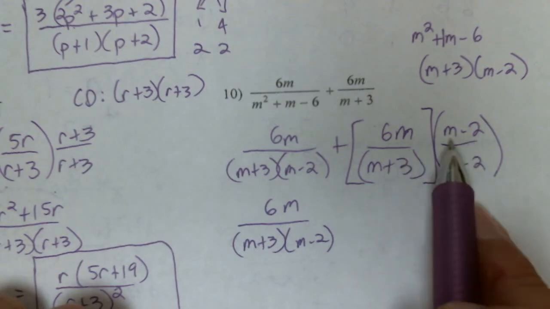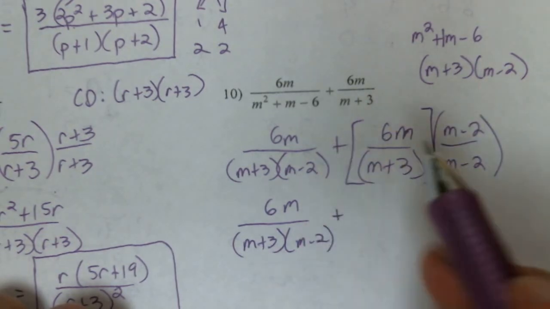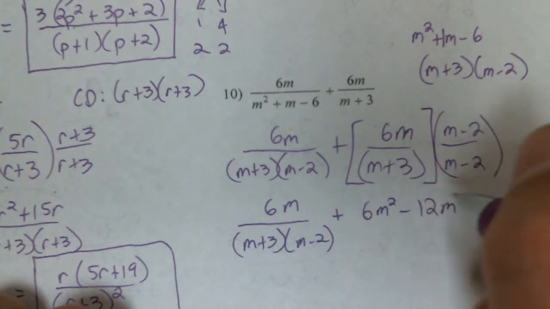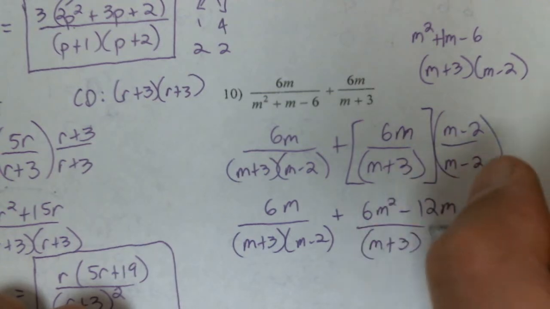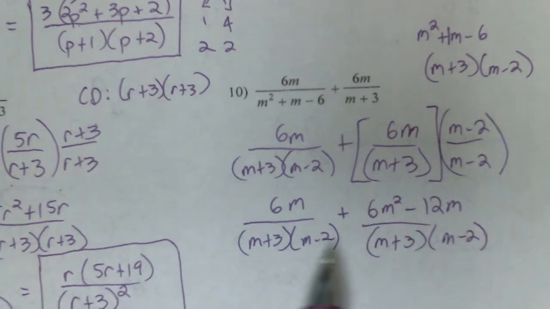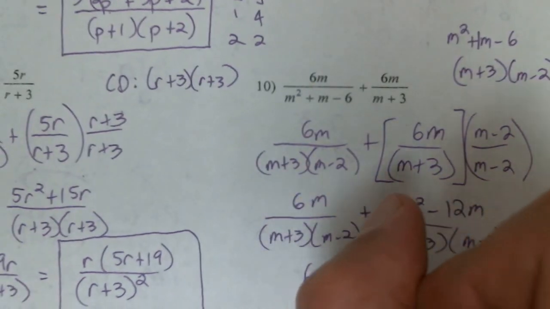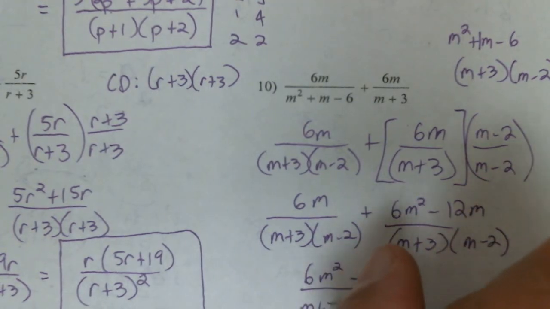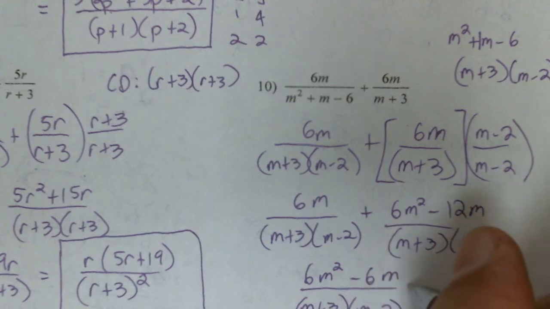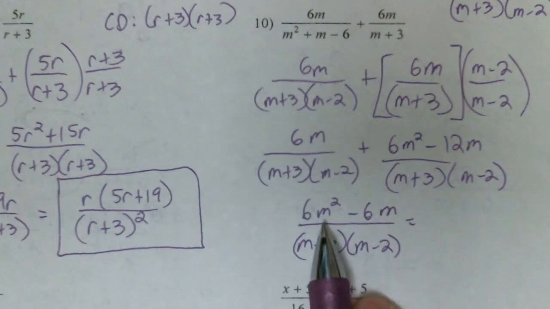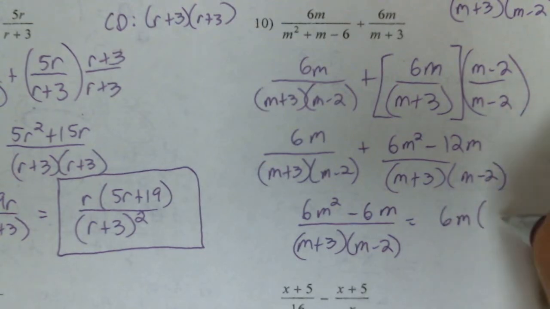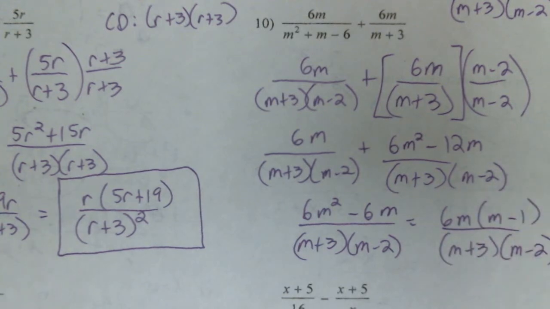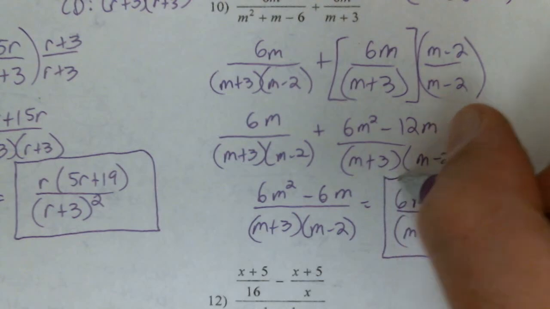So if I distribute here, 6m times m, remember we're adding all this together, it's going to be 6m squared, and then 6m times negative 2 is minus 12m, over the common denominator. Now I can clean this up. I can combine these guys on top. So I have 6m squared, 6m minus 12m, it's minus 6m, over our common denominator. On top, what can I factor out? I can factor out a 6m, and that's going to leave me with m minus 1. So nothing cancels, that's okay. That is our simplified answer.